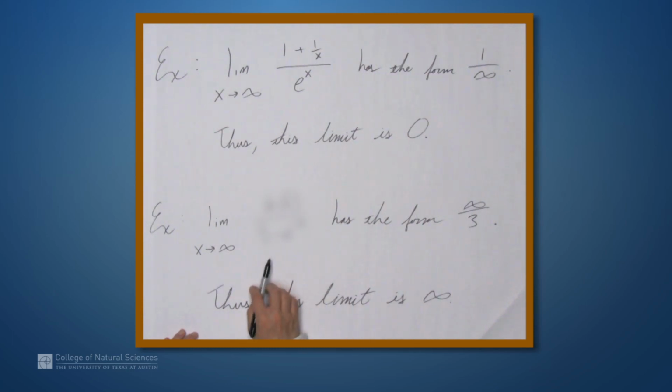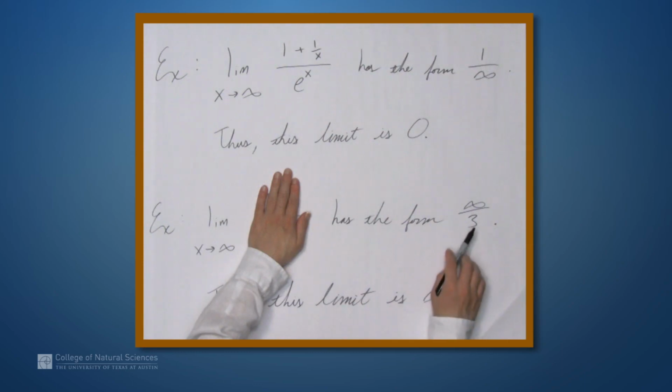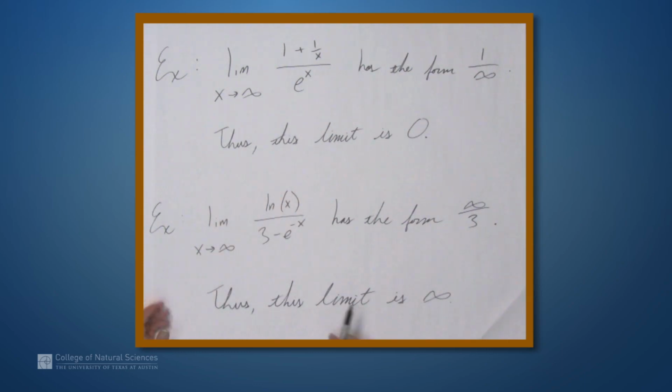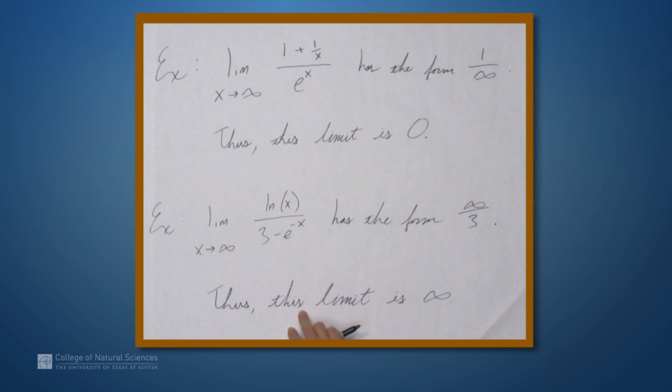Now we can reveal what this expression actually is. It's the natural log of x over 3 minus e to the negative x, and we know that this limit is infinity. But we didn't need to know this expression. All we needed to know was the form. And this can be pretty useful because at first glance this might look like a complicated expression. But if you see that the numerator is going to infinity and the denominator is going to 3, the fact that this happens to be the natural log of x and minus e to the negative x and all that stuff doesn't really matter as long as you can identify the form. Let's look at one more example.